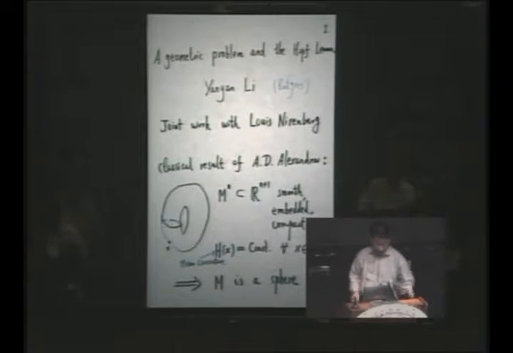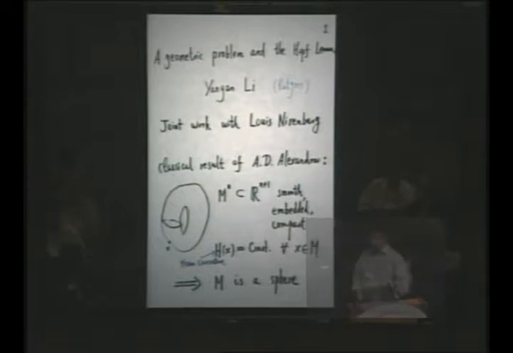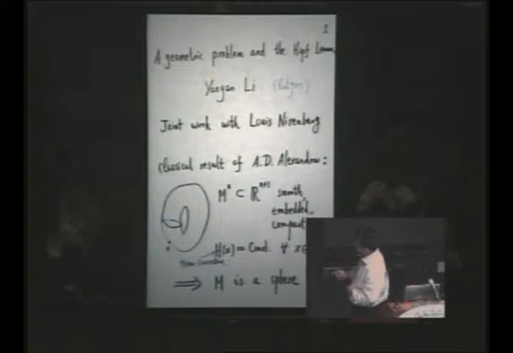So a priori, you can assume there are holes, but eventually the result tells you it does not have a hole. This surface has to be embedded, meaning it should not have self-intersection.